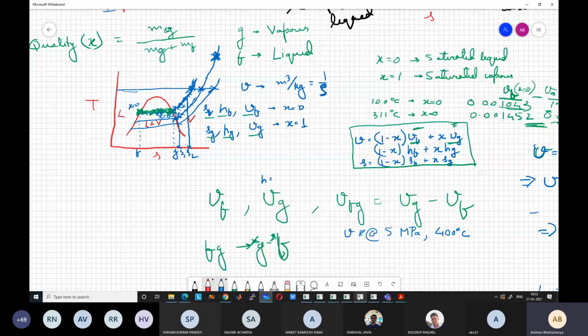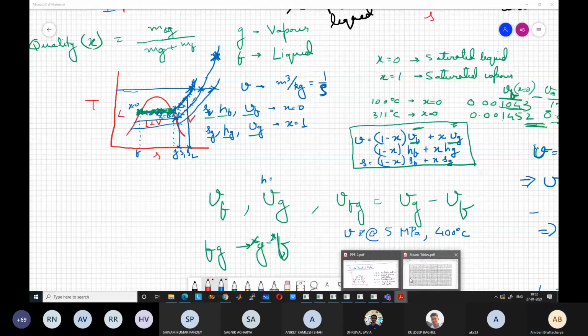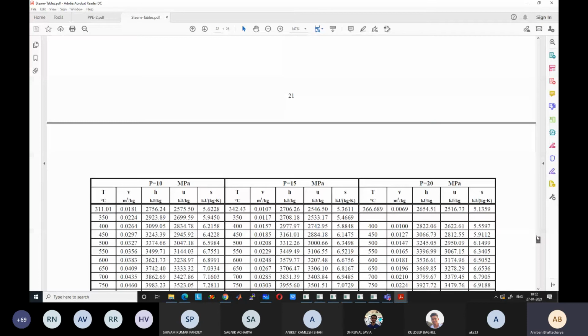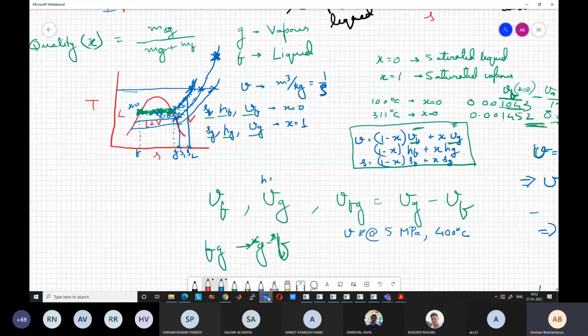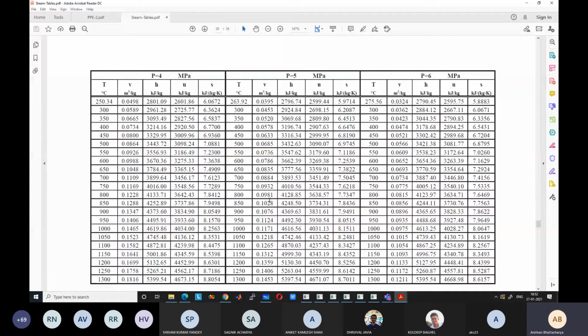This is the 5 MPa pressure table, and the temperature given is 400 degrees centigrade. So 400 degrees centigrade corresponding to 5 MPa. Let us take a look at the value. This is the specific volume, 0.0578. Similarly, you can find the enthalpy, internal energy and entropy directly from the table.